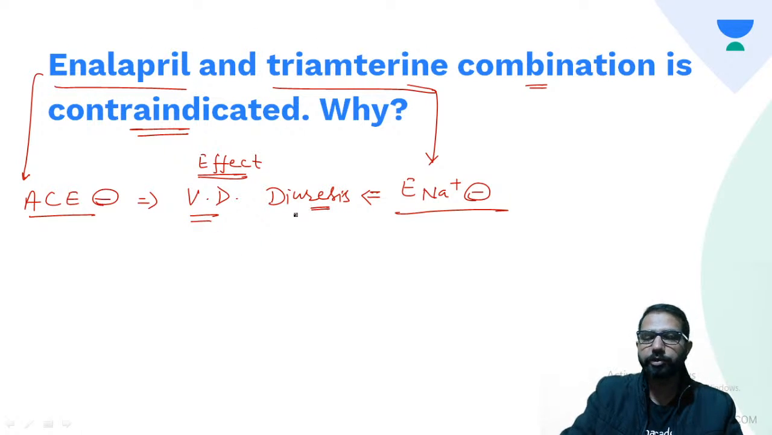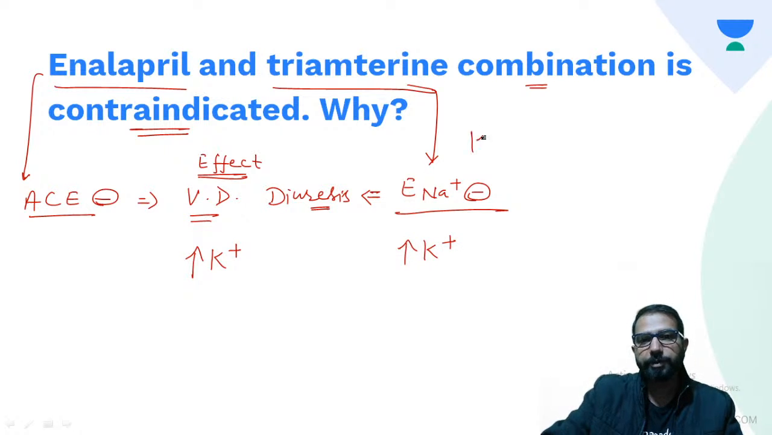Vasodilator plus diuretic, both effects can be combined to be used in patients who have increased load in the arteries or in the blood vessels. So for hypertension and all, we can combine. But if you see the other effect, it will cause hyperkalemia. Triamterene also causes hyperkalemia because it is a potassium sparing diuretic.